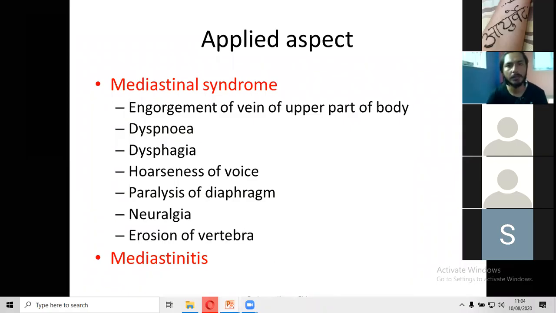Now almost the mediastinum is over. Now we will see some clinical anatomy related to the mediastinum. One is the mediastinal syndrome. The next one is mediastinitis. Mediastinitis is the inflammation of the mediastinum and its contents.